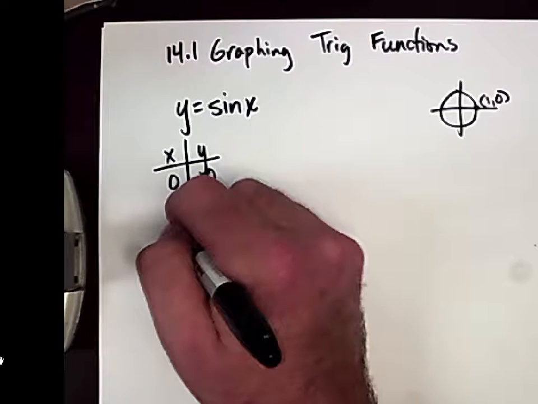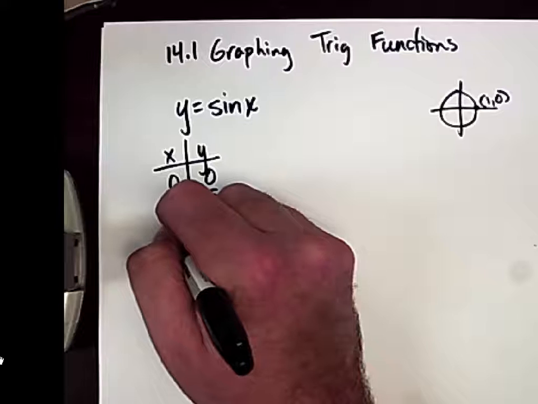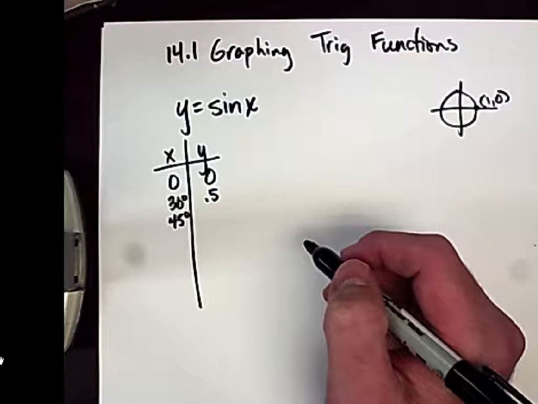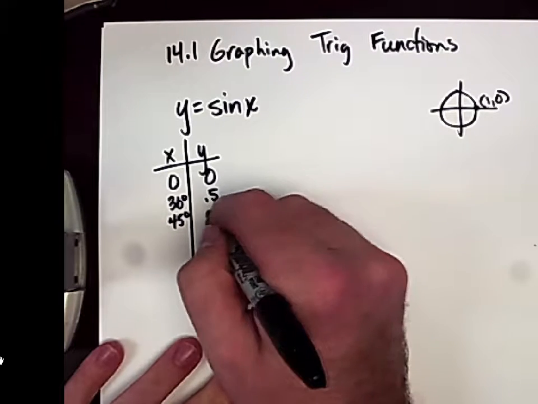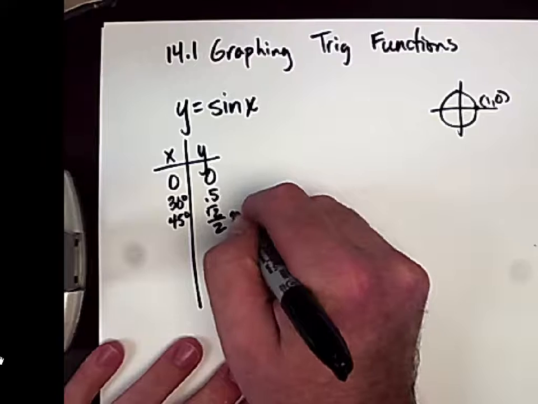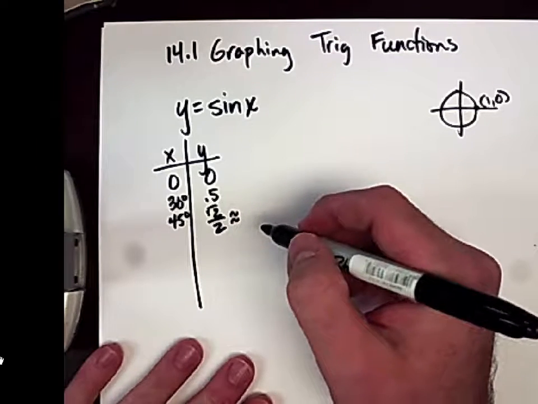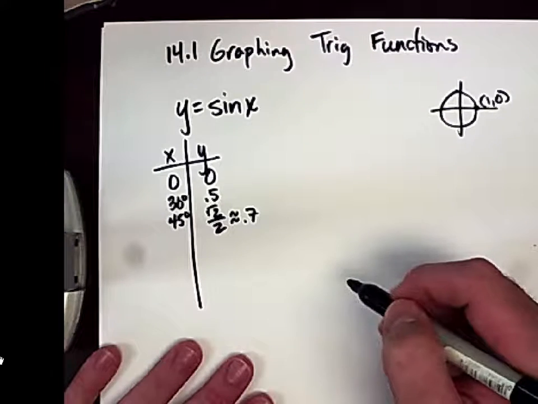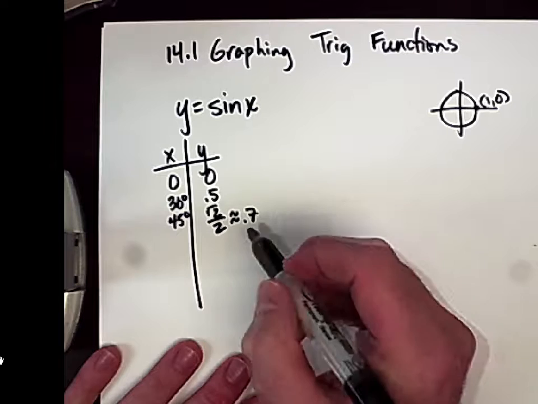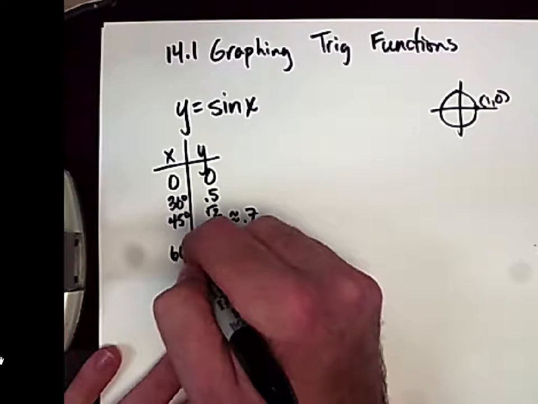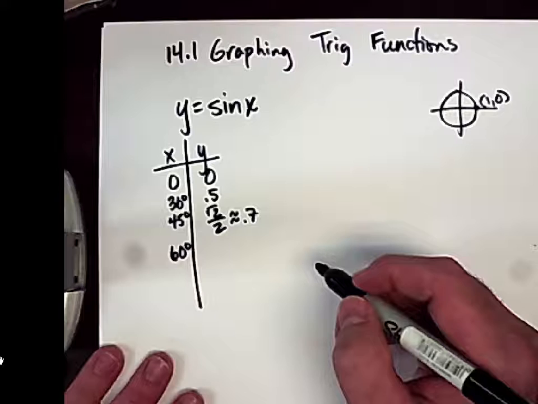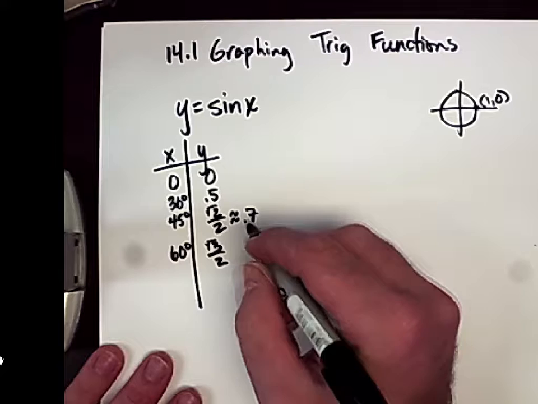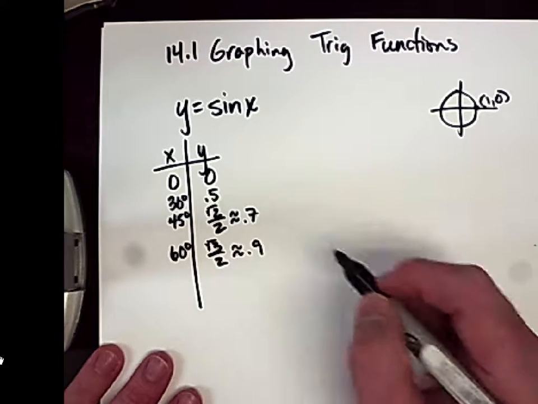The next thing we know the sine of is 45 degrees, right? What's the sine of 45? Square root of 2 over 2, which for graphing purposes, how can you graph square root of 2 over 2? Look, the decimal approximation is 0.7. The next thing we know the sine of is 60 degrees. What's sine of 60? Square root of 3 over 2, which is hard to graph. I'll tell you the decimal approximation is 0.9.